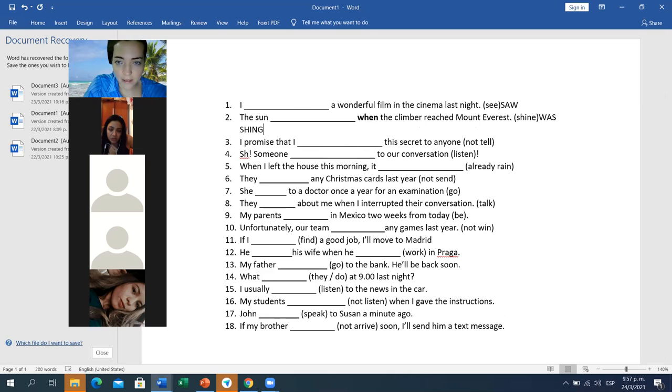Estaba brillando. Okay. When the climber, el escalador, reached the Mount Everest. Cuando alcanzó, o escaló el Monte Everest, ¿verdad? Two actions. ¿Qué pasó en ese momento? Estaba brillando, estaba lloviendo, estaba nevando. Okay. The sun was shining. ¿Me entienden? Yeah. Sure. ¿Todos?